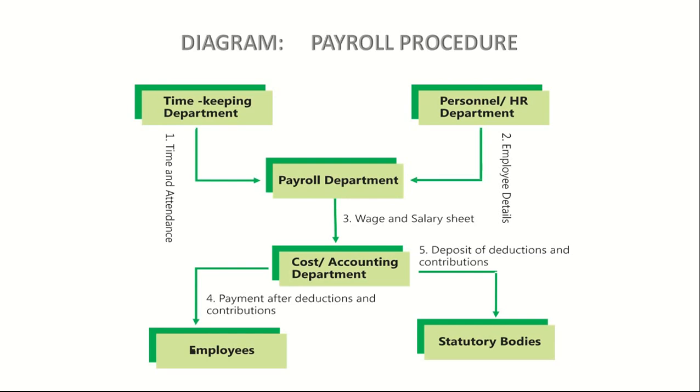Diagrammatic presentation of payroll procedure. Time-keeping department provides attendance and time details to payroll department. HR department or personnel department provides employment details to payroll department. On the basis of the above information, payroll department prepares wages and salary sheet and hands it over to cost or accounting department. Payment is made to employees after deduction and contribution by cost or accounting department. The above contribution and deduction shall be deposited to statutory bodies.